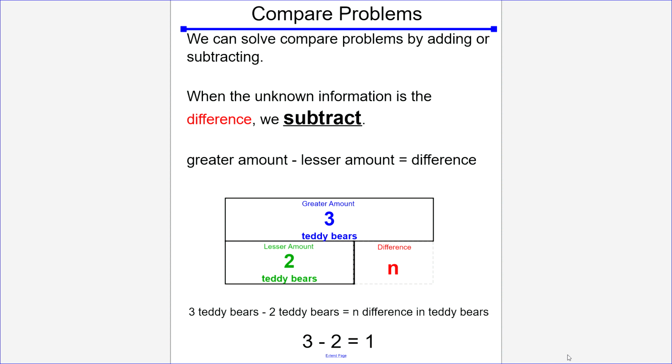We solve compare problems by adding or subtracting. When the unknown information is the difference, we subtract. The greater amount minus the lesser amount equals the difference. So, in this teddy bear problem, we would say the greater amount, 3 teddy bears, minus the lesser amount, 2 teddy bears, equals n, the difference in teddy bears. Since 3 minus 2 equals 1, n equals 1. The difference equals 1.